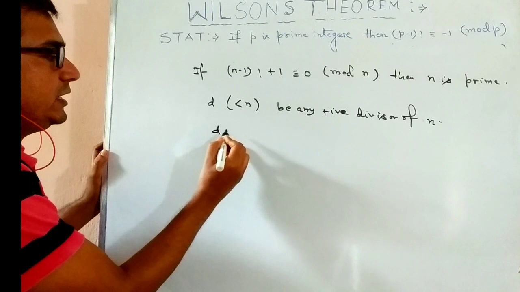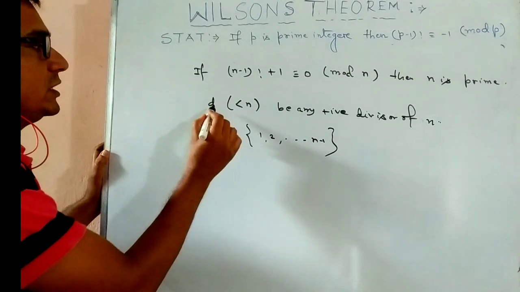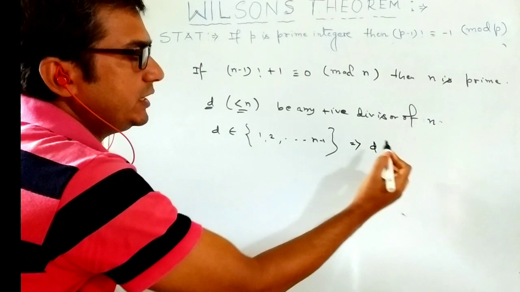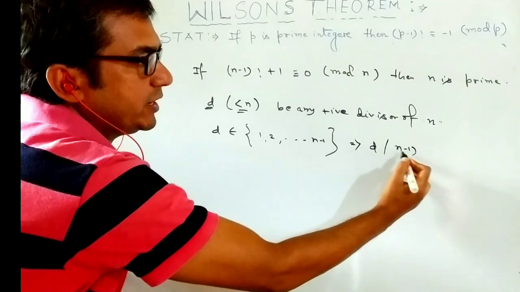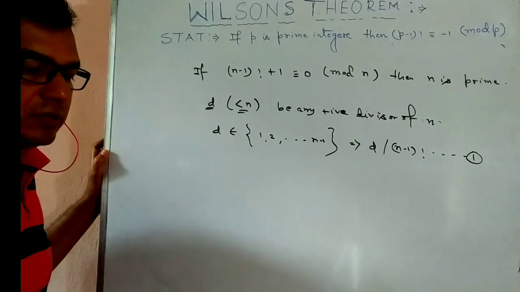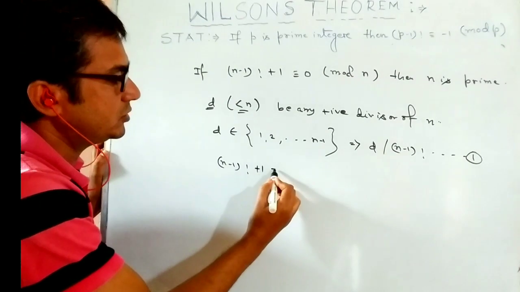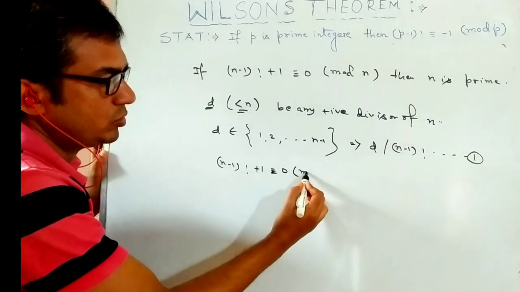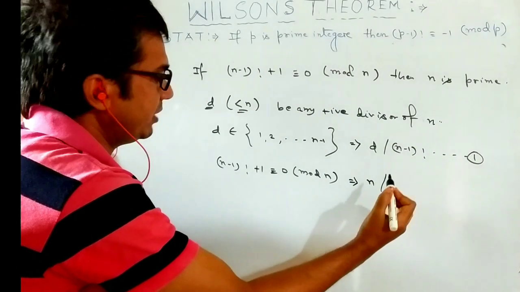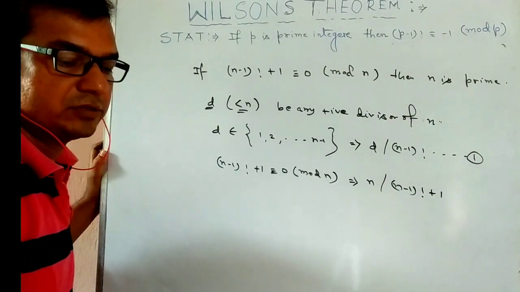Hence d must belong to {1, 2, ..., n-1}, since d < n, which implies d divides (n-1)!. This is equation 1. And since (n-1)! + 1 ≡ 0 (mod n), this implies n divides (n-1)! + 1. This is true.